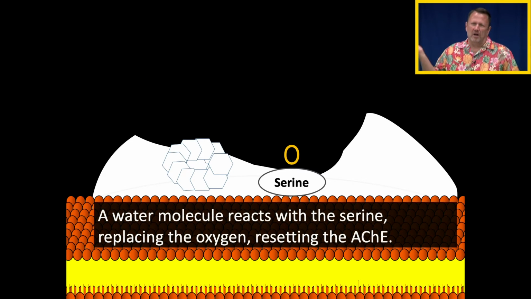Well, then a water molecule is able to react with, since the serine lost its oxygen group, the water molecule is there to replace that oxygen, basically resetting the acetylcholinesterase. And so the enzymes function in a way that they are not consumed in the reaction. They function like a catalyst. A catalyst facilitates a reaction, but is not consumed in the reaction.